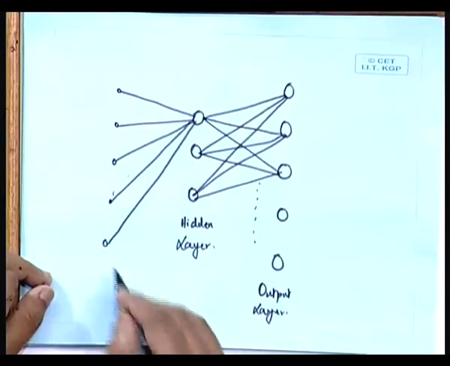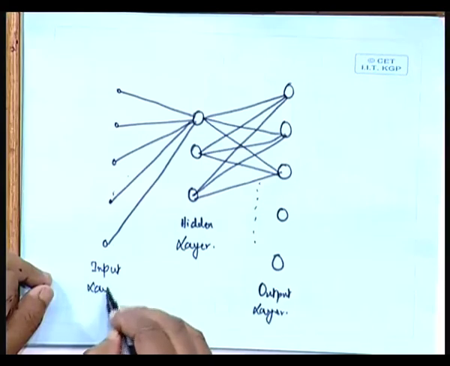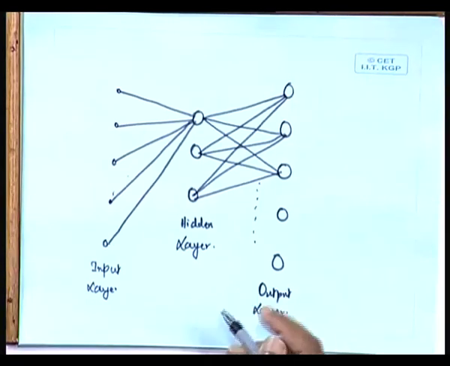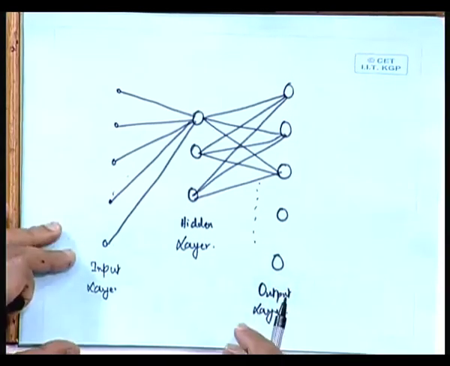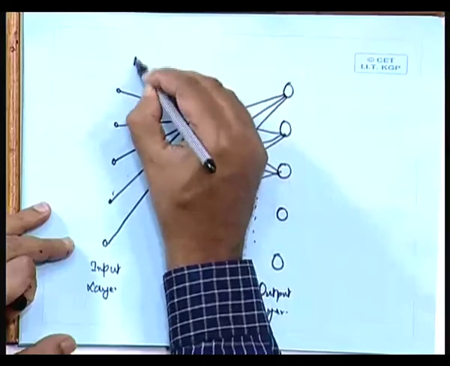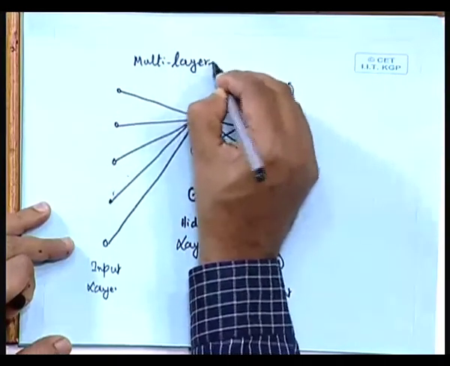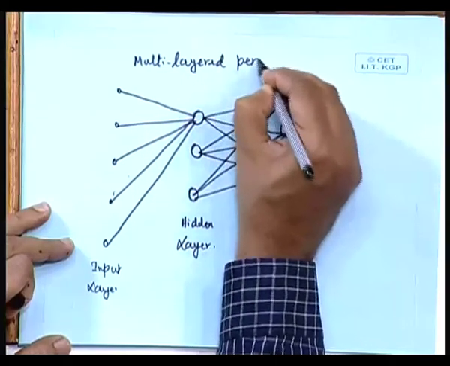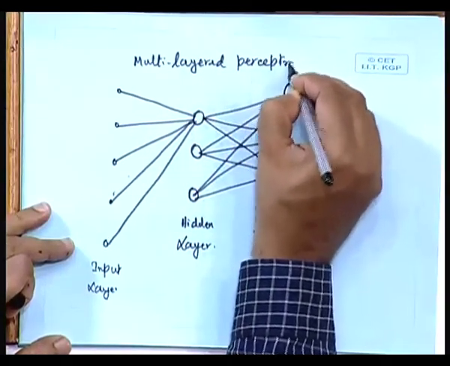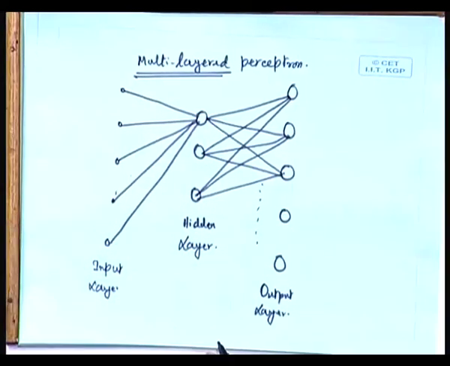Now, in this example I have shown one input layer, one hidden layer and one output layer, but generally speaking you could have more than one hidden layer also. But the very fact that it is a multi-layered perceptron means it must necessarily have at least one hidden layer.